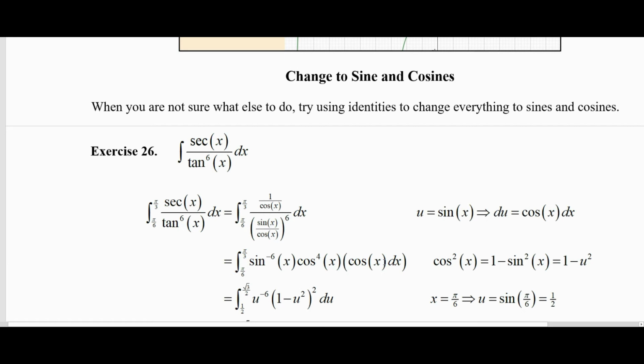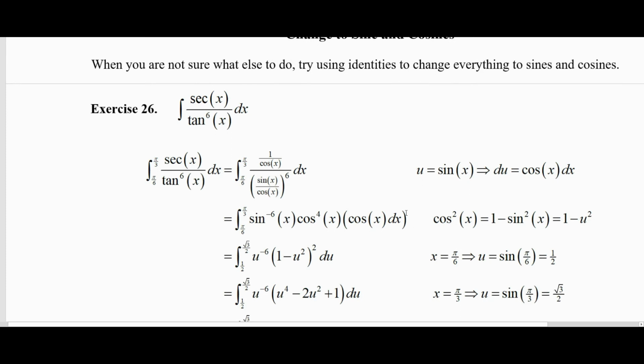Since I have an odd number of cosines, I want the cosine of x to be part of the du, which means u is sine of x. So let u be sine of x, du is cosine of x dx. Cosine square of x is 1 minus sine square of x, which is 1 minus u square. So I can take the cosine x dx, that becomes du. Cosine squared of x is 1 minus u square.